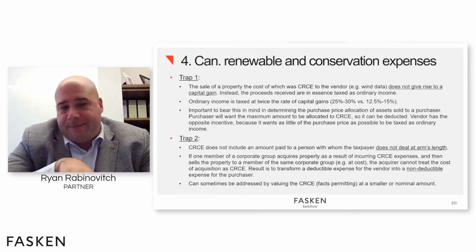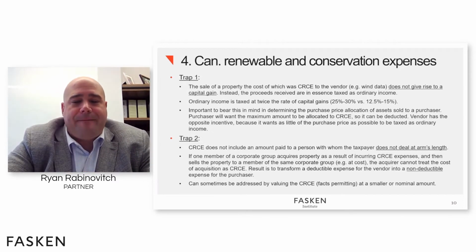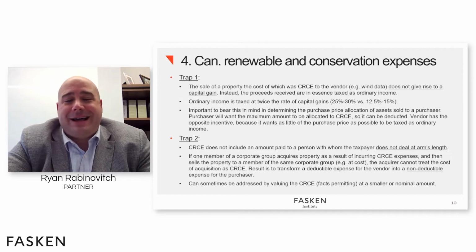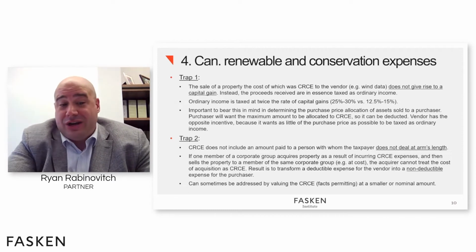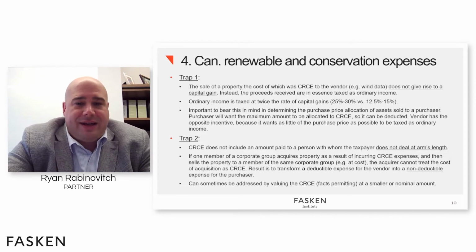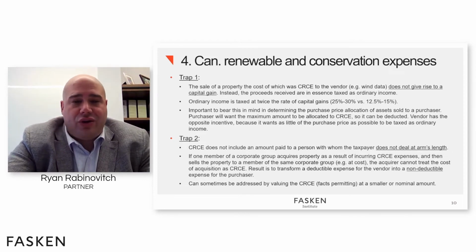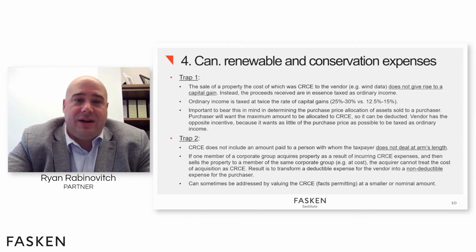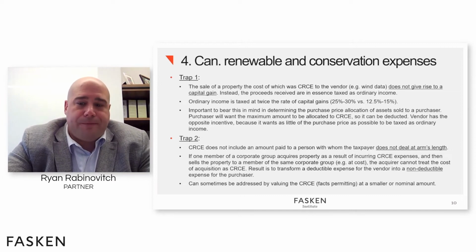So you can kind of lose your CRCE status by moving things around in a corporate group. And sometimes we address that, again, through the purchase price allocation and how much value we allocate to a property the cost of which is CRCE. But that's another kind of trap, is moving things around in the group can cause you to lose something that would otherwise be valuable.